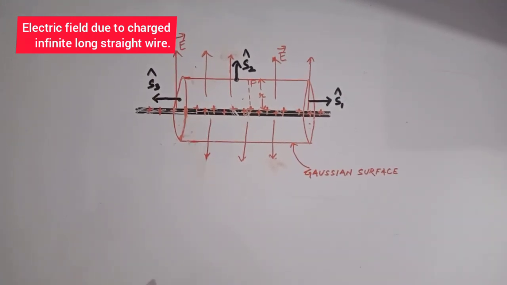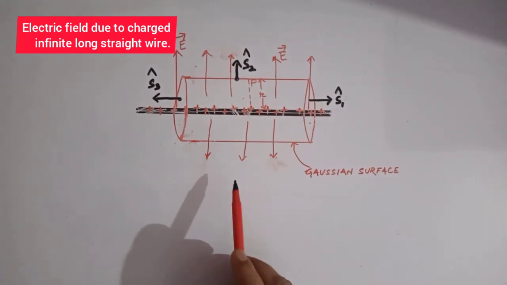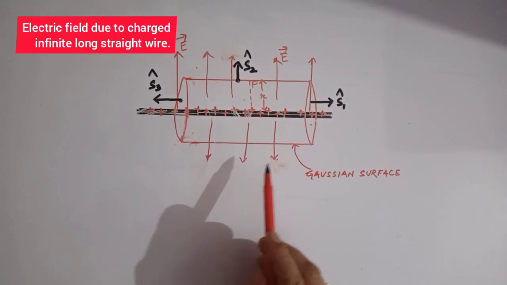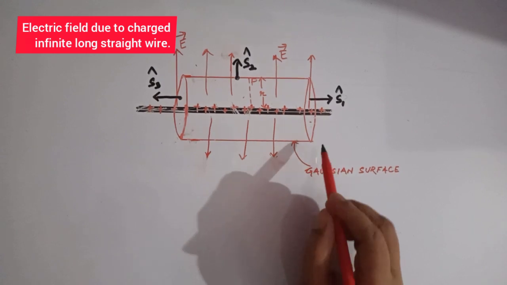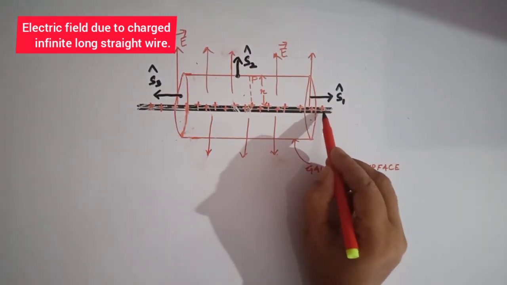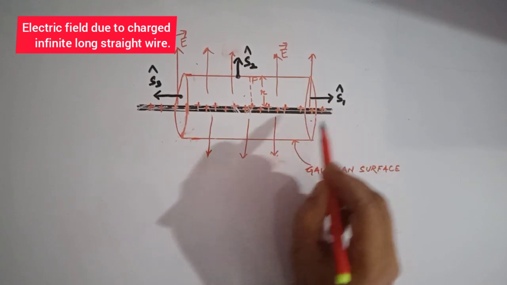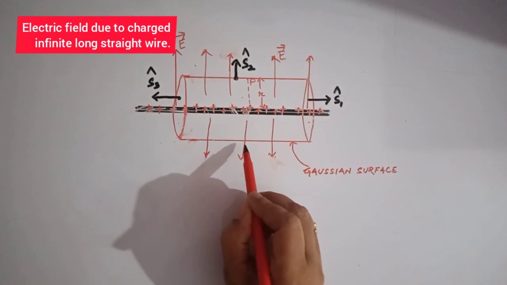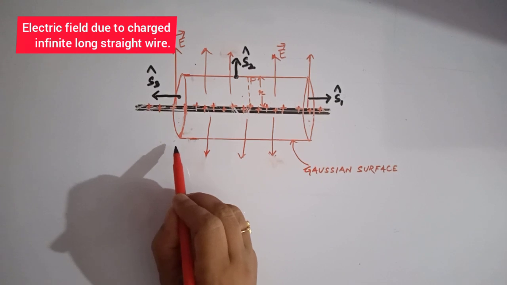To find the electric flux passing through this cylindrical Gaussian surface, we have to see the angle between the electric field and area vector. For the first surface, this plane surface, the angle between the electric field and S1 cap is 90 degrees. For the second surface, the curved surface, the angle is 0 degrees. For the third surface, the angle is again 90 degrees.